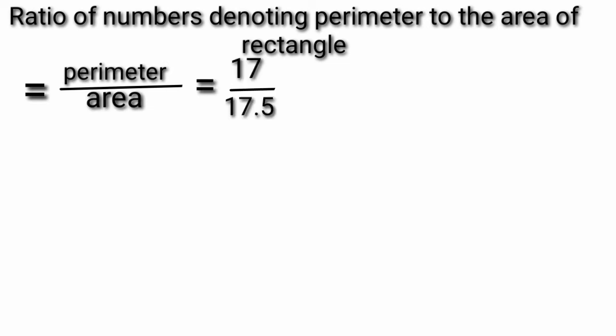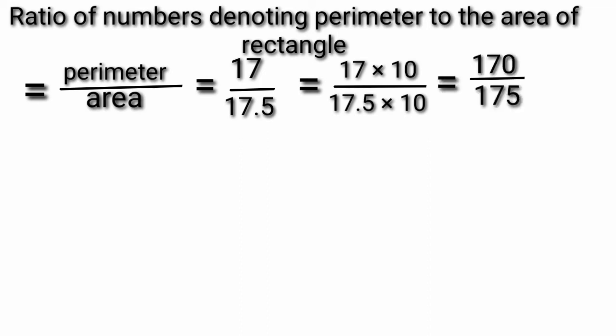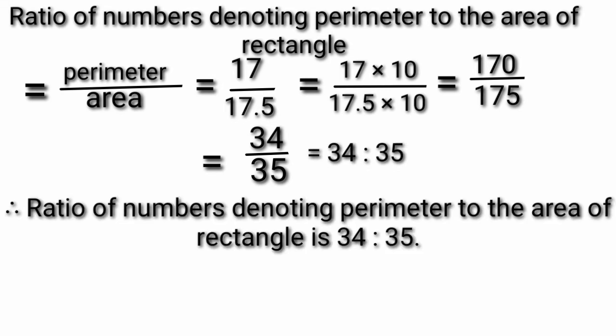Ratio of numbers denoting perimeter to the area of rectangle is equal to perimeter upon area is equal to 17 upon 17.5 is equal to 17 multiplied by 10 upon 17.5 multiplied by 10 is equal to 170 upon 175. Both numerator and denominator divided by 5, then we get 34 upon 35 is equal to 34 is to 35. Therefore, ratio of numbers denoting perimeter to the area of rectangle is 34 is to 35.